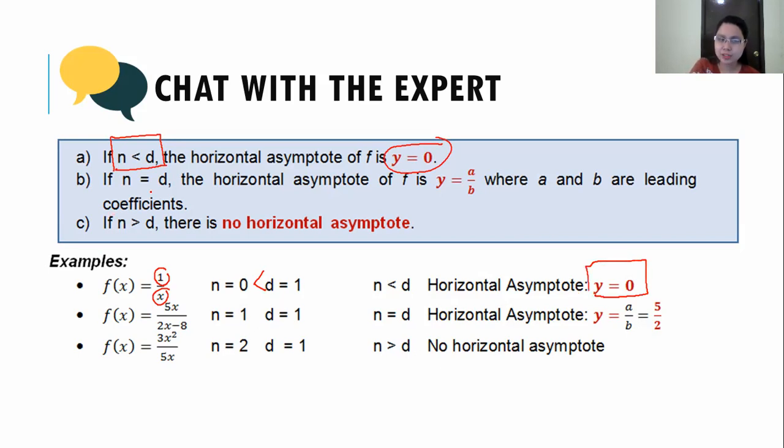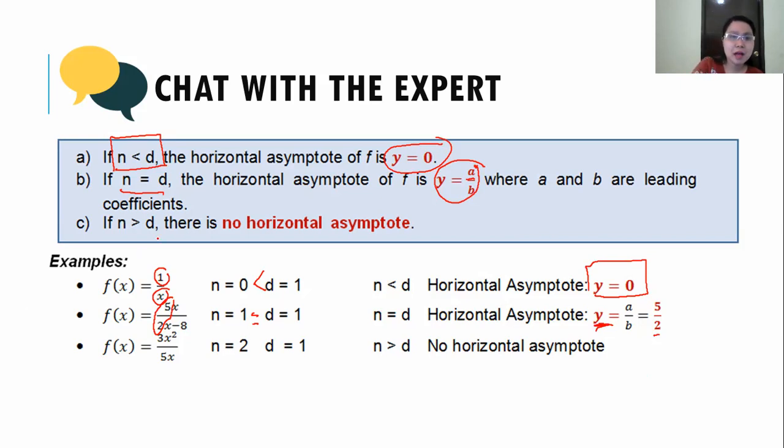If the degrees are the same, then our horizontal asymptote is a fraction of the leading coefficients. It means the number that goes with the highest exponent of the numerator over the denominator. Example, in the second one, the degrees of the numerator and denominator are the same. So what's our horizontal asymptote? You just have your leading coefficients. That's y equals 5/2. Don't forget y because it will help you plot on the axis.